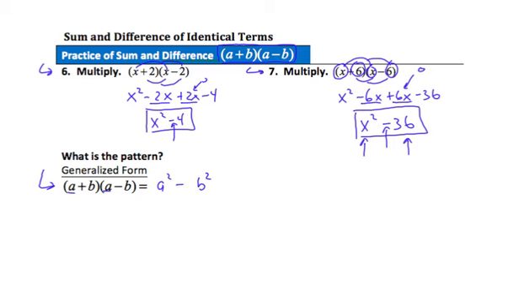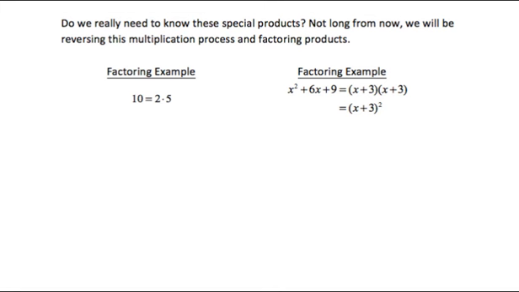So as we are working through these special products, you may have asked yourself, do we really need to know this stuff? I mean, I can just simply take the two binomials and multiply them together to get my answer. Well, you can multiply these two together, and if you do forget the special products that we're talking about today, you can always just multiply them together. But not long from now, we'll be reversing this multiplication process and doing something called factoring. And when we get to factoring, recognizing these special products is really going to come in handy. Let's go ahead and take a little preview into factoring and see what that actually means.